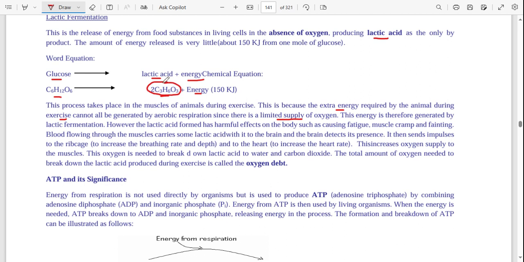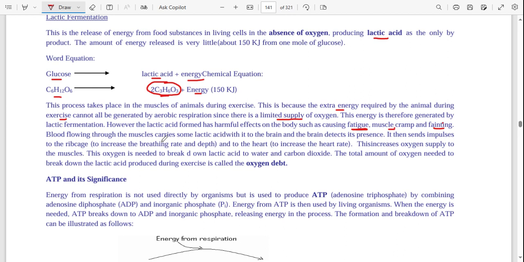Okay, lactic acid. And lactic acid that is being formed is harmful to the body. It has got harmful effects. And lactic acid will cause fatigue. That's why you get to feel tired as you are exercising. And you're also going to have muscle cramps, like you are having cramps in muscles, and fainting. So these three things: tiredness, muscle cramps, and fainting.